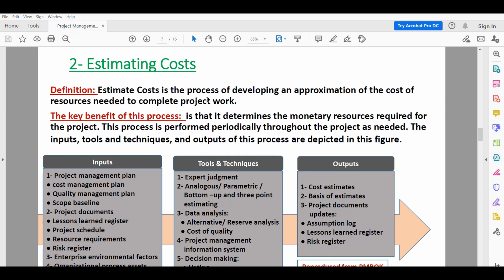Cost estimates should be reviewed and refined during the course of the project. Why? Because we get more information. Costs are estimated for all resources. This is very important. That will be all resources that will be charged to the project.